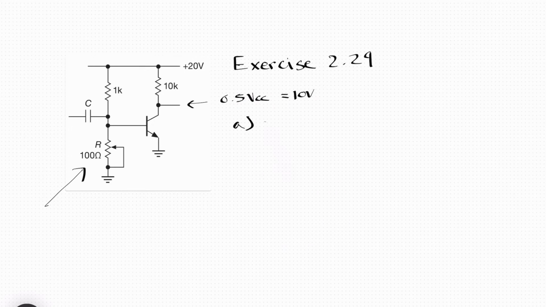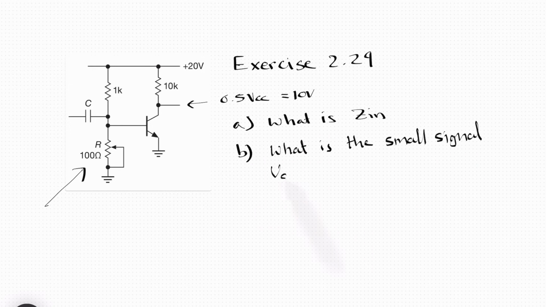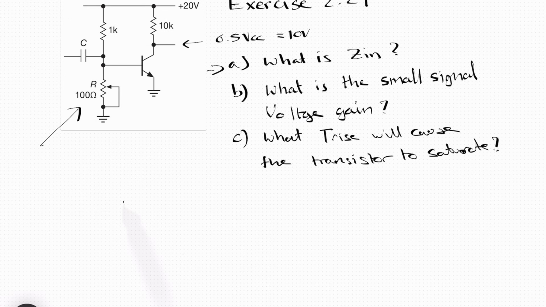And the question itself is split into three parts. For part A, we need to calculate the input impedance. For part B, we need to calculate the small signal voltage gain. And for part C, we need to work out a temperature rise which will cause the transistor to saturate. So let's start with part A, the input impedance.